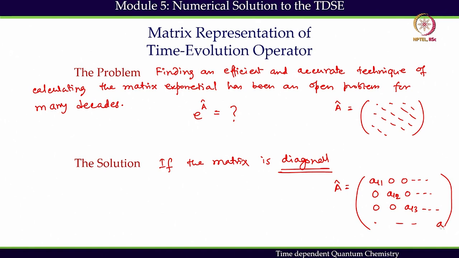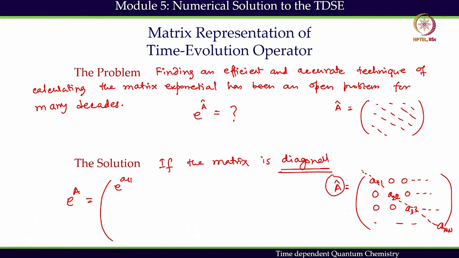Some values, let us say A n n. This is going to be A 2 2, this is going to be A 3 3. So, if I have only diagonal elements present in a square matrix, then it is called a diagonal matrix. And if I have a diagonal matrix, then the exponential of that matrix can be calculated by exponentiating each diagonal element as follows.